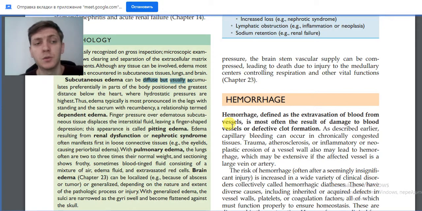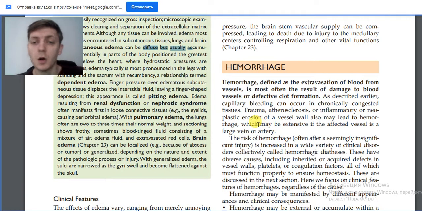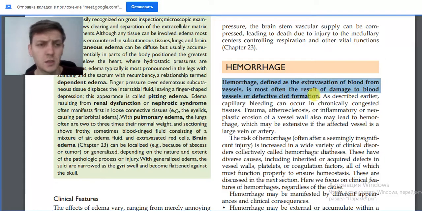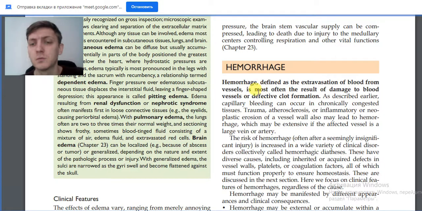So you have to remember that edema might be present in almost every organ of the body. Okay, hemorrhage. So what is hemorrhage? By definition, hemorrhage, defined as the extravasation of blood from vessels, is most often the result of damage to blood vessels or defective clot formation.